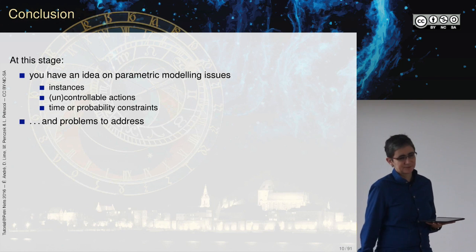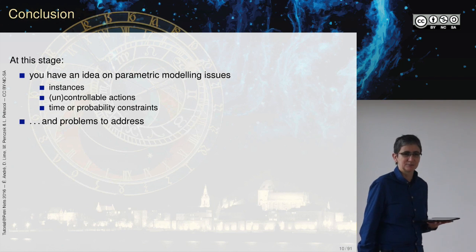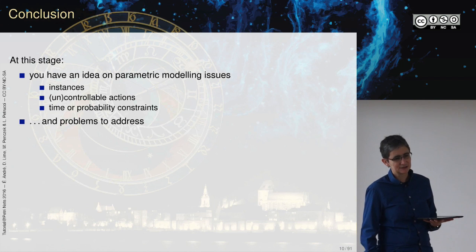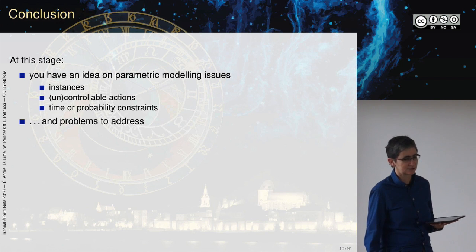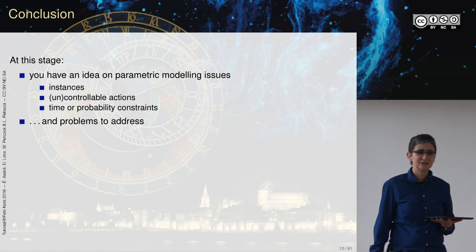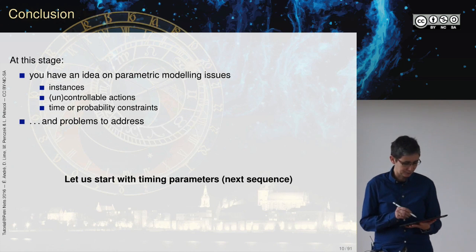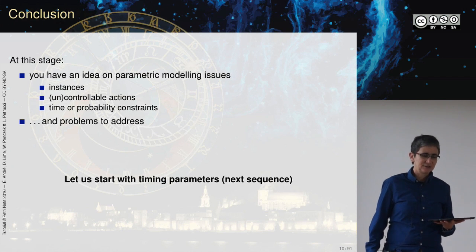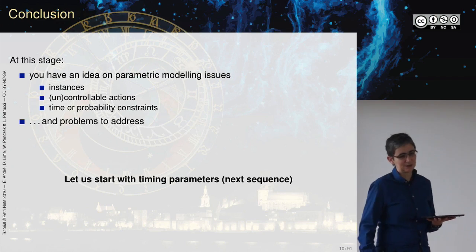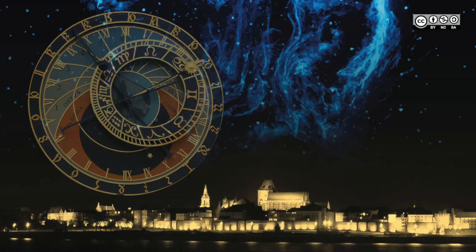At this stage, you have an idea of parametric modeling issues: instances, uncontrollable or controllable actions, time or probability constraints, and some problems to address. So now we'll start with timing parameters in the next sequence.